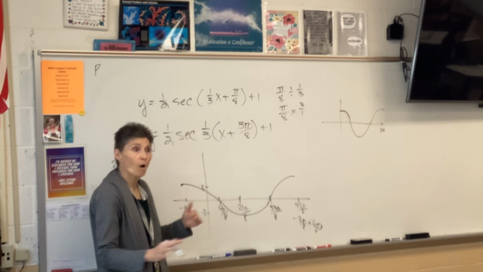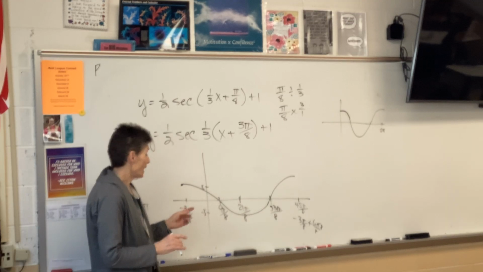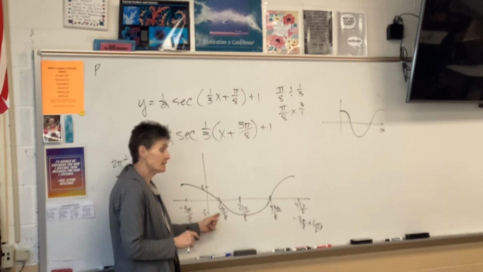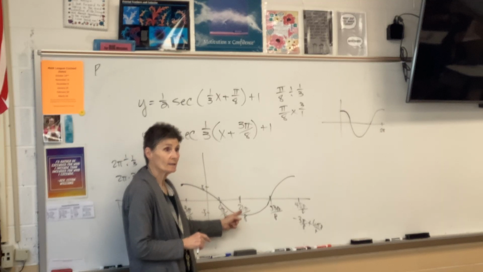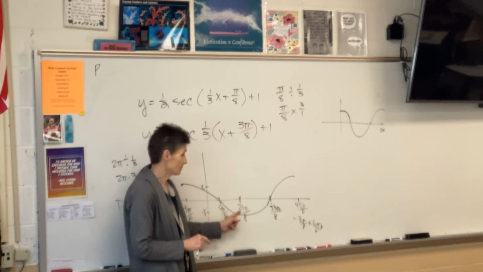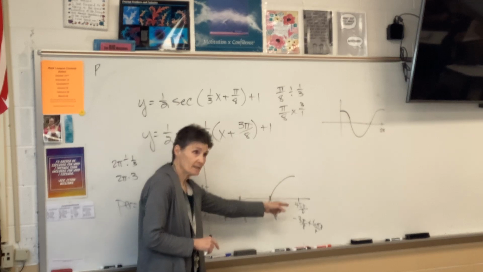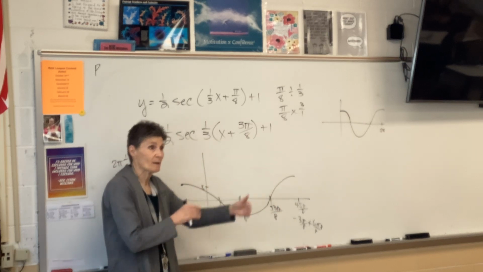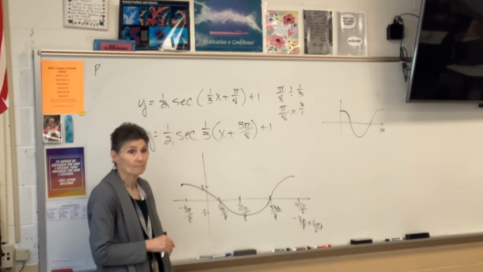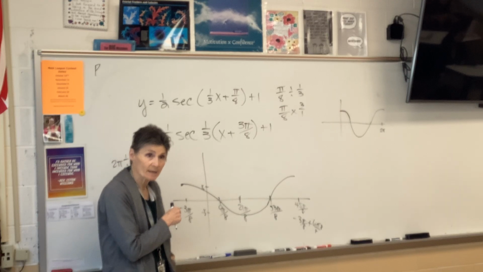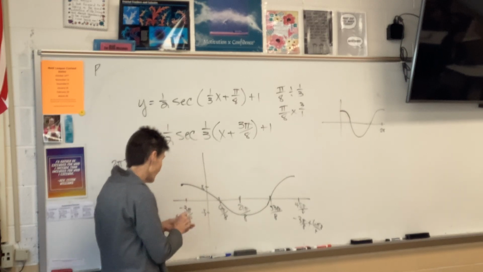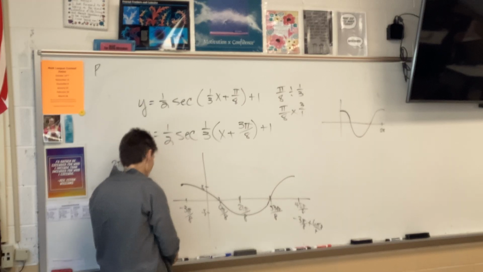Now you can always check these. How far is it from -3 to 9? 12? And then 9 to 21 is another 12, and another 12. That's the picture of the cosine. Not quite done, but two more things.